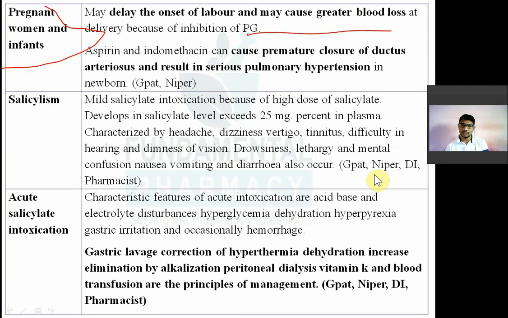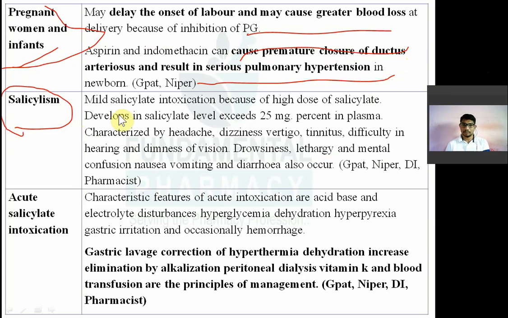They can cause premature closure of ductus arteriosus, resulting in serious pulmonary hypertension in the newborn. So they are contraindicated. Premature closure of ductus arteriosus in the fetus or neonate results in serious pulmonary hypertension. That is again an adverse effect. Another is known as salicylism, a mild salicylic acid intoxication.